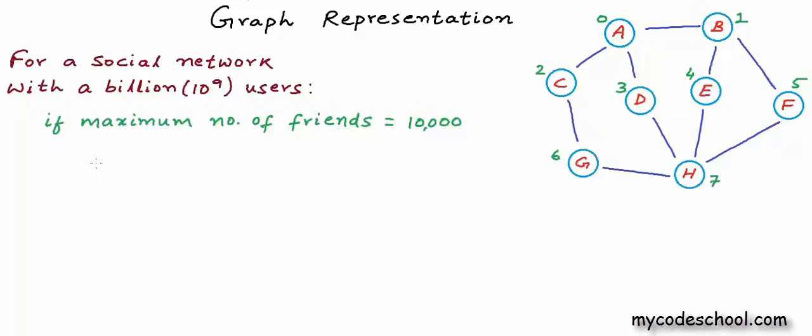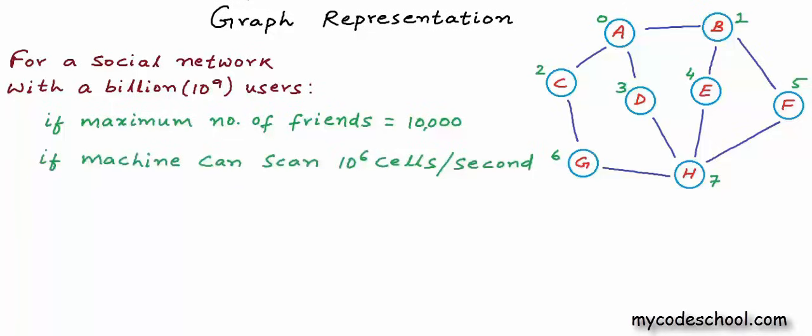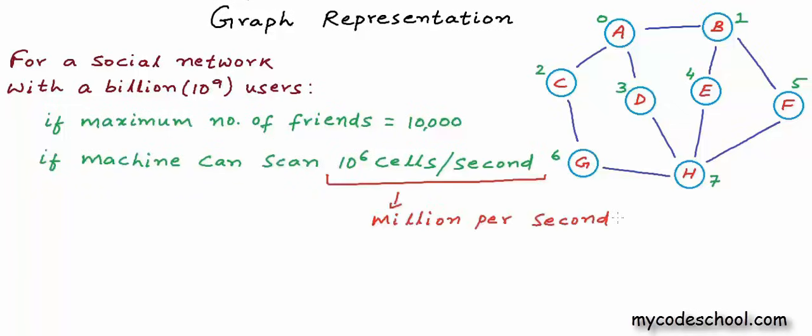And let's also assume computational power of our machine. Let's say our machine or system can scan or read 10 to the power 6 cells in a second. And this is a reasonable assumption because machines often execute a couple of millions instructions per second.